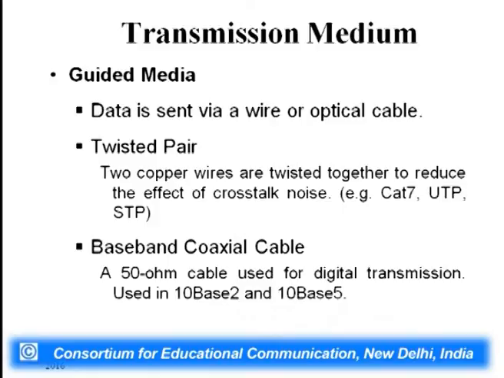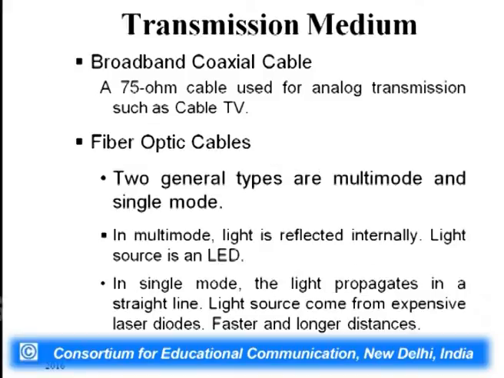So, these are the wires which will carry electrical signals, or I can have a baseband coaxial cable of 50 ohm used for digital transmission, either in 10Base2 or 10Base5. Now, you may not see them being used for local area networks anymore. Initially, before twisted cable, these coaxial cables were very prominent, but now coaxial cables are used in television. They are broadband coaxial cables of 75 ohm, and they are used for the cable connections that come to your home through the cable operator.